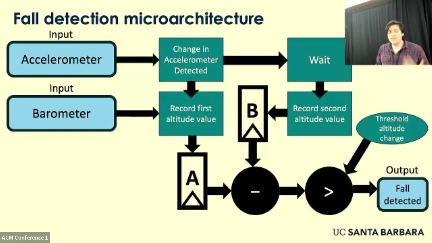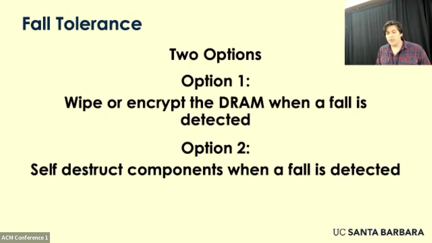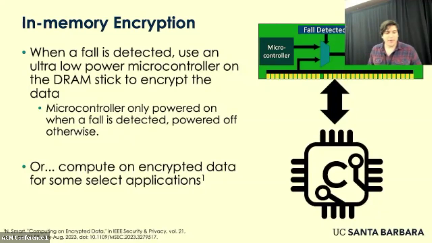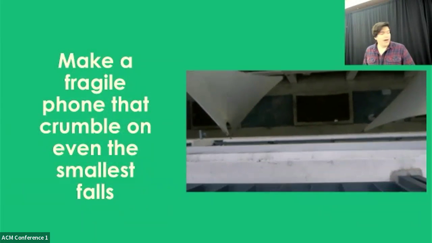And now we have to do something to deal with those falls. So we can do the, frankly, really boring thing of wiping or encrypting the DRAM when a fall is detected. Or we can do the really cool and fun thing where we self-destruct our components when we detect a fall. But first, we have to do our due diligence on the kind of boring part. So when a fall is detected, we can just use some really ultra low power microcontroller on the DRAM stick to encrypt the data or wipe it completely. But as I said, that's really boring. So let's say we just want it to break when it falls.